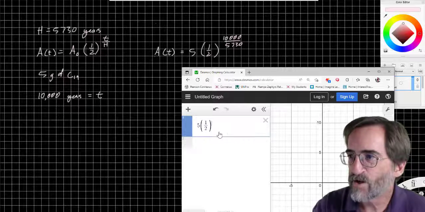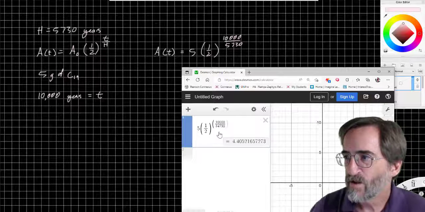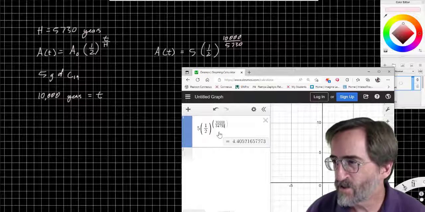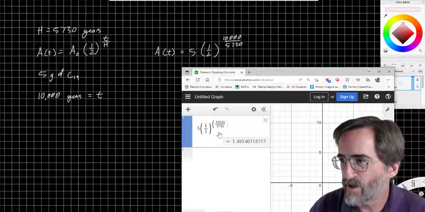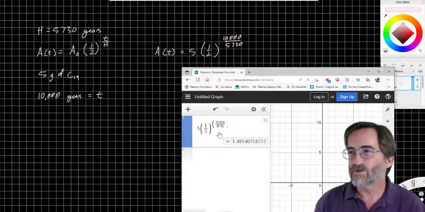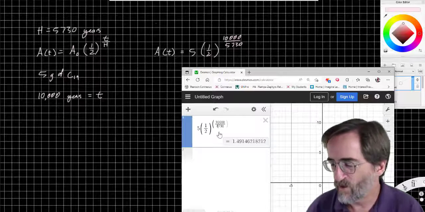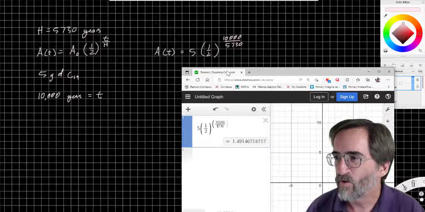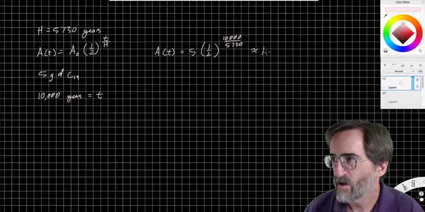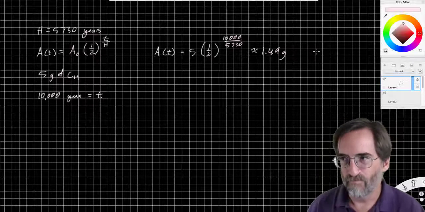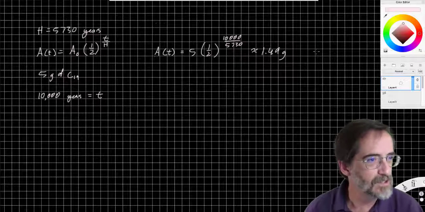1/10,000. Oh, I'm going to need a parenthesis here in Desmos. Divided by 5730. All right, and after 10,000 years, 5730. There we go. Guess that wasn't right. There should be considerably less than half left, because that's more than a half-life. About 1.49 grams. Okay, and so you'll be dealing with that in more detail.